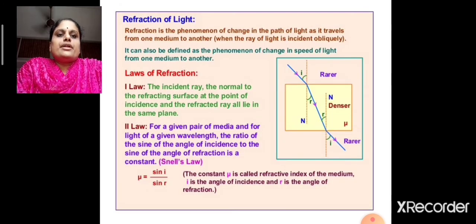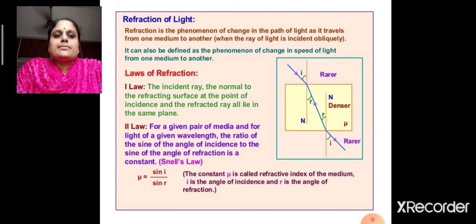Refraction is the phenomenon of change in the path of light as it travels from one medium to another, when the ray of light is incident obliquely. It can also be defined as the phenomenon of change in the speed of light from one medium to another.